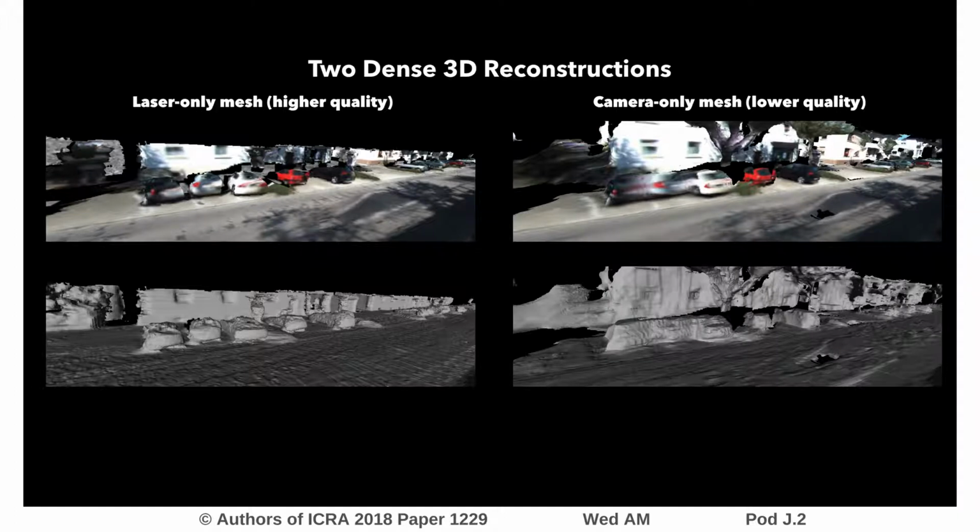Here, we show a mesh generated from laser data on the left, and one generated from stereo camera data on the right. While the camera reconstruction contains more information in some areas, especially around tall objects such as buildings, it is of lower quality. For example, notice the holes in the road or the smearing between the cars.